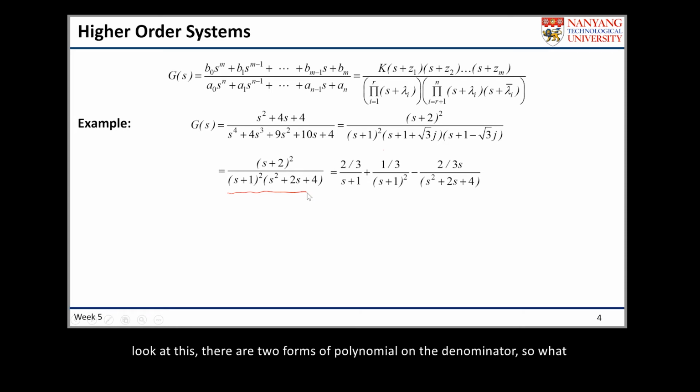If you look at this, there are two forms of polynomials on the denominator. So what I'm going to do now is a partial fraction expansion. You still remember partial fraction expansion, don't you? This is the way that we normally do when we are going to do a Laplace transform operation. If I do partial fraction expansion to this transfer function, I will get this form.